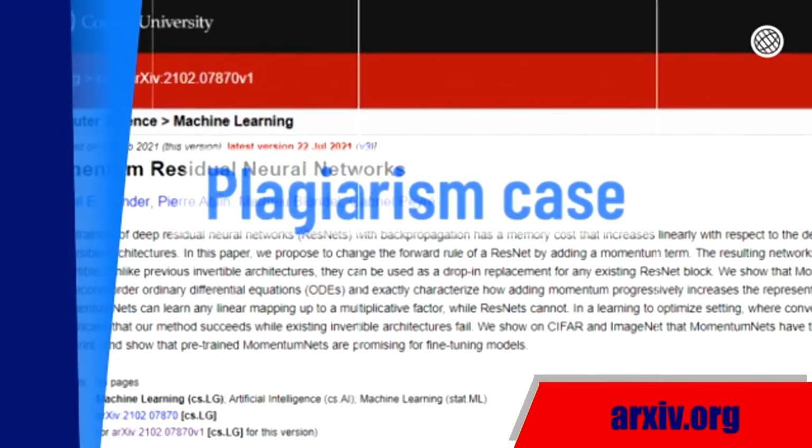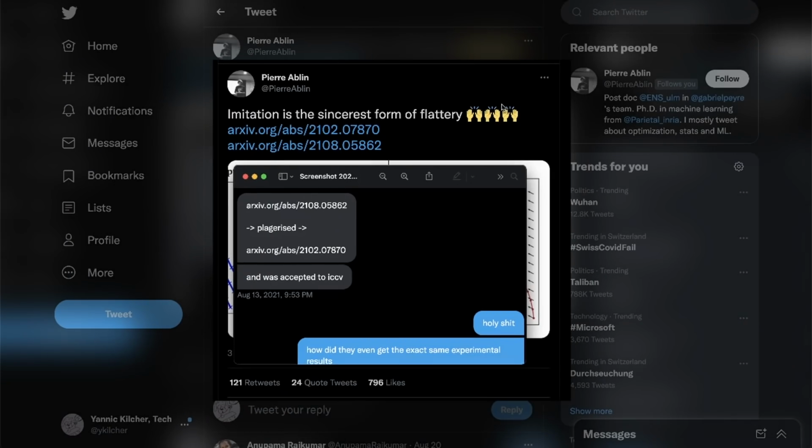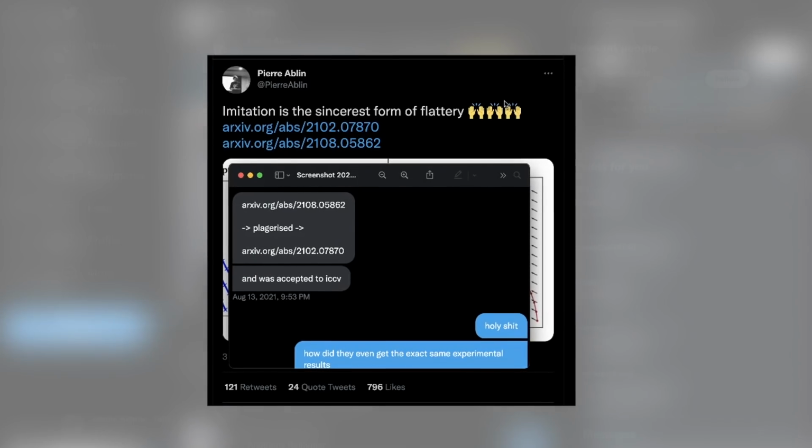So, on a lonely August evening, I received the following text on Twitter: Paper A plagiarized paper B and was accepted to ICCV. Now, if you know anything about the academic world, especially the machine learning world, everyone copies from everyone, but I gave the papers a look to confirm for myself.